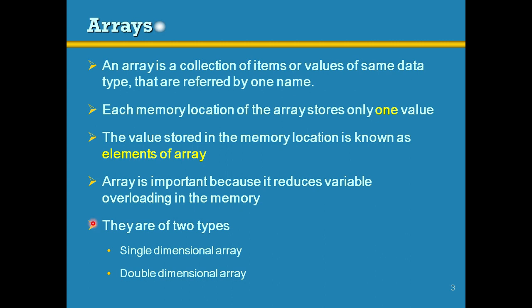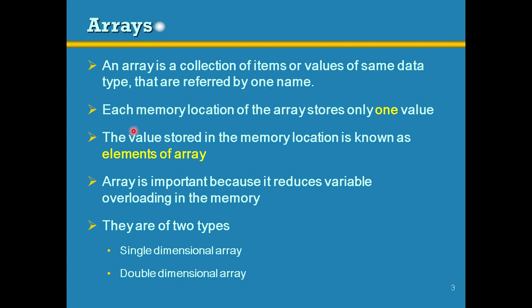See, as I told you, an array is a collection of items or values of same data type. Here you can store only the same type of data. If you are declaring an integer type array, we are able to store only integers in that. And it will be referred to by one name.